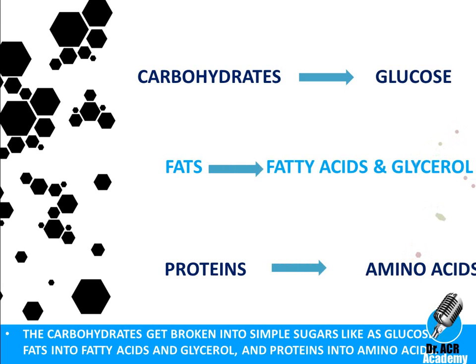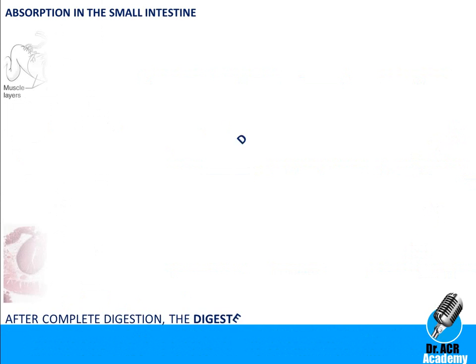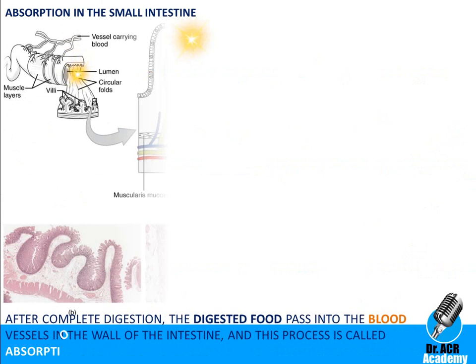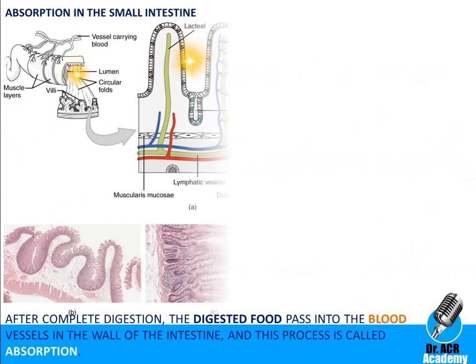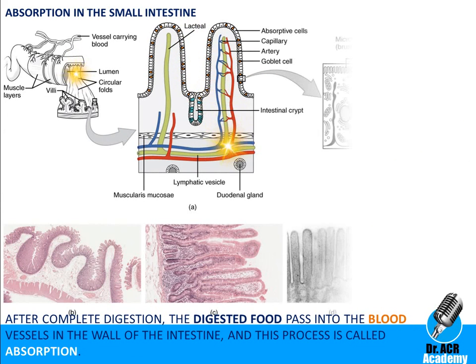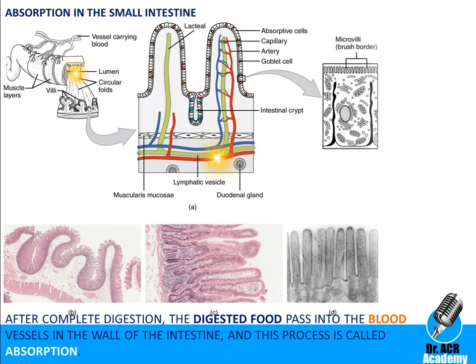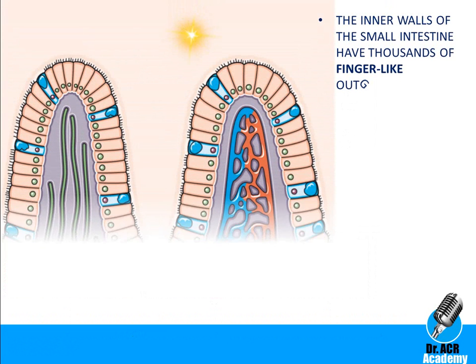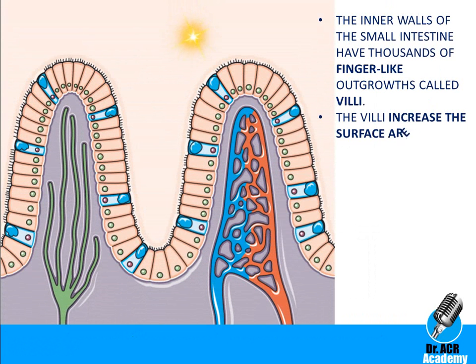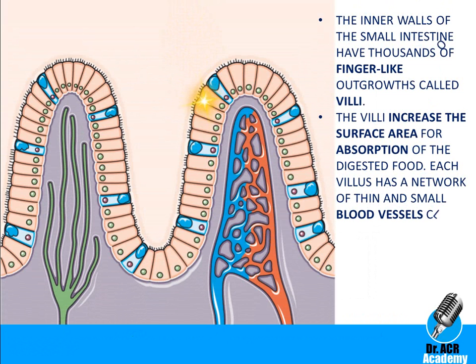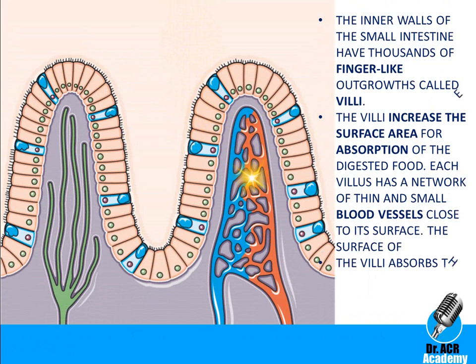After complete digestion, the digested food passes into the blood vessels in the wall of the intestine, and this process is called absorption. The inner walls of the small intestine have finger-like outgrowths called villi. The villi increase the surface area for absorption of the digested food.